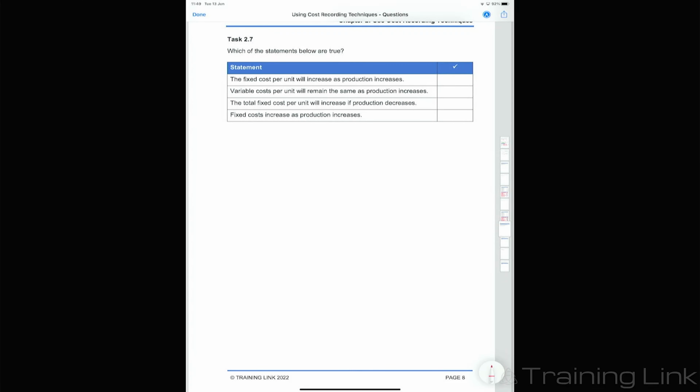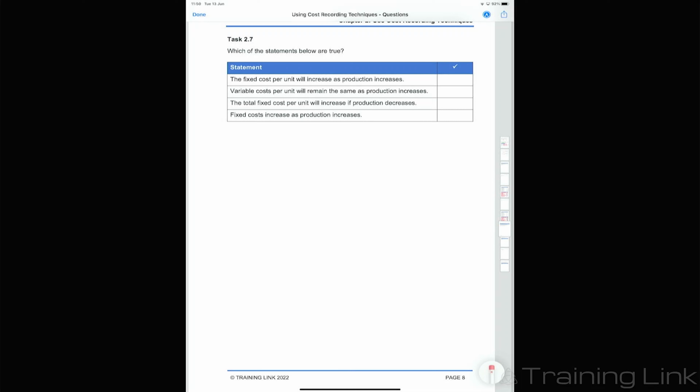Next, which of the statements below are true? So we've got the fixed cost per unit will increase as production increases. That is not a true statement. So the fixed cost per unit will actually decrease as production increases.